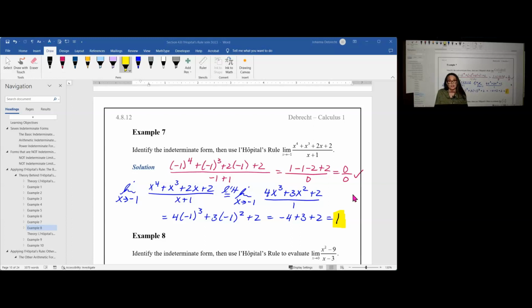Go ahead and pause the video and work out our last example in this section, which is the limit as x approaches 3 of x squared minus 9 divided by x minus 3. This is also one that we had a technique to solve in chapter 2. But now that we know we have L'Hopital's rule, we know those are differentiable functions, we can definitely apply L'Hopital's rule if we get an indeterminate basic form.